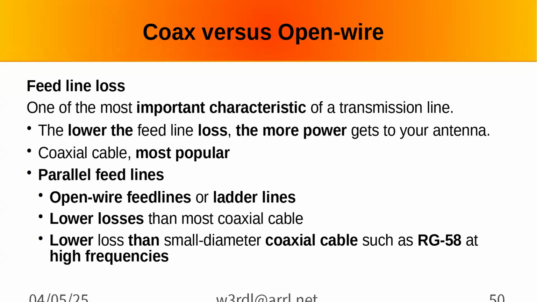We typically use coaxial cable because it's cheaper and easy to use. It's harder to deal with parallel feed line, particularly things like ladder line. Not all antenna tuners have outputs to connect to things like ladder line or window line.